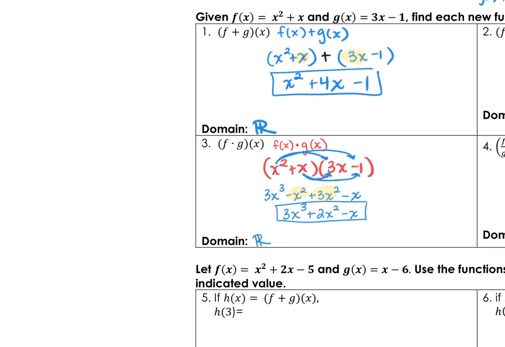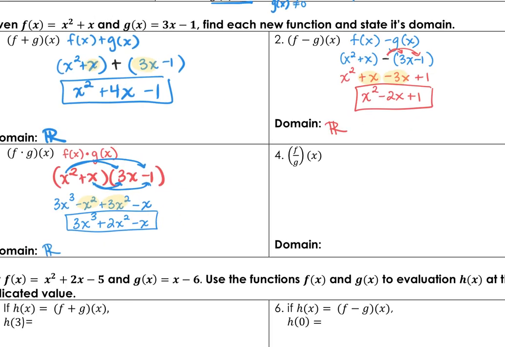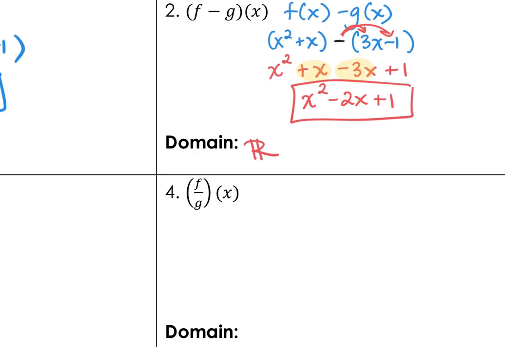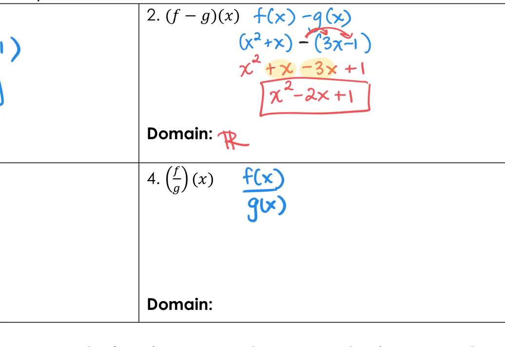Okay? Last one, division, which will be the quickest because we don't need to worry about doing any of that simplifying. F divided by g of x. So again, this notation just means f of x divided by g of x. So this would be x squared plus x, and we're going to divide that by the 3x minus 1.